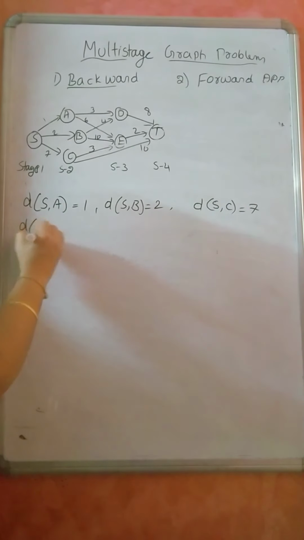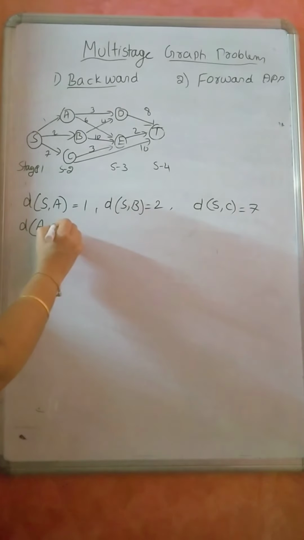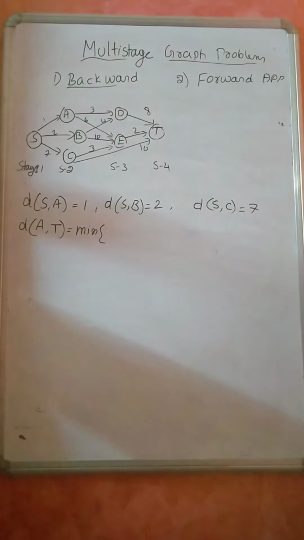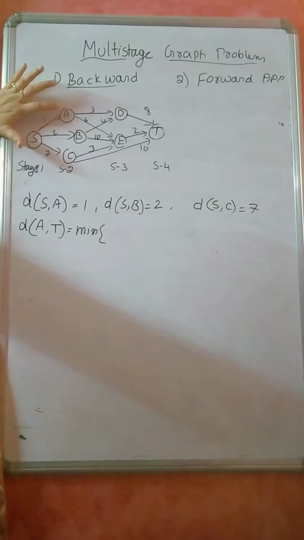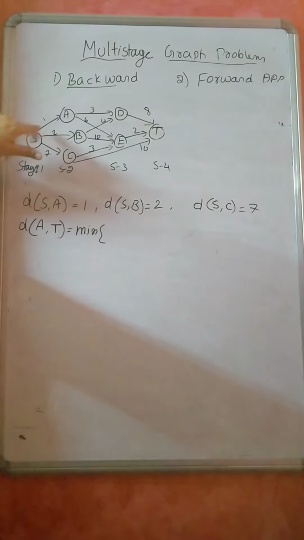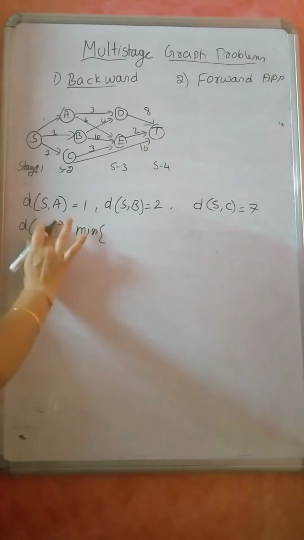Now I want to compute the distance from A to T is equal to minimum of how many incoming edges you are having to the A. How many incoming edges we are having to the A? So it is only one, so that is this one, 1. Okay, distance from S to A we have computed. Now I need to compute the distance from what?